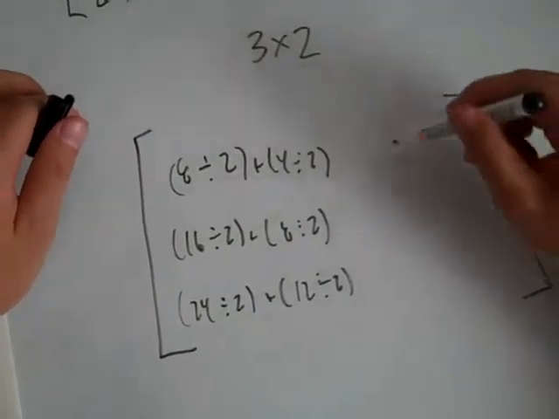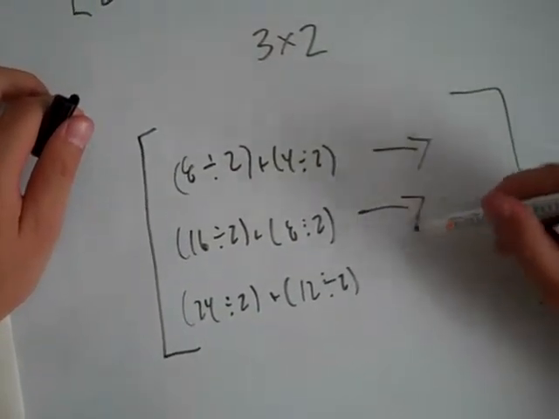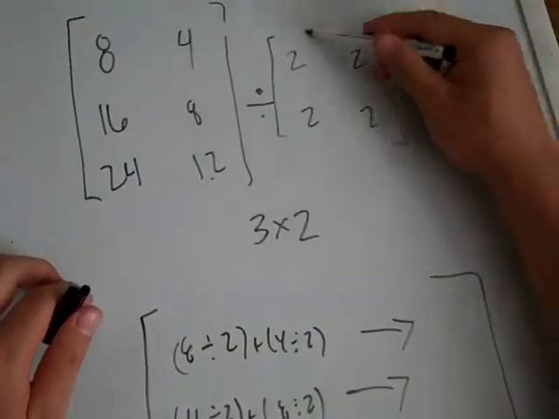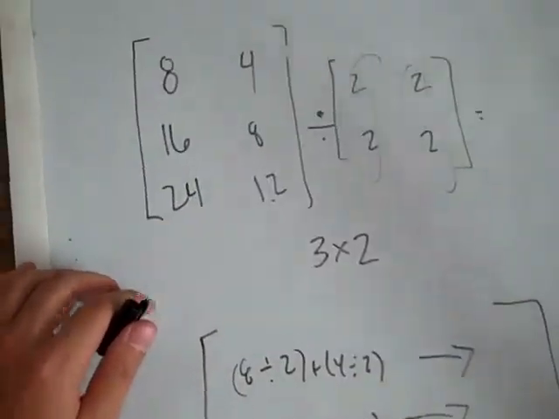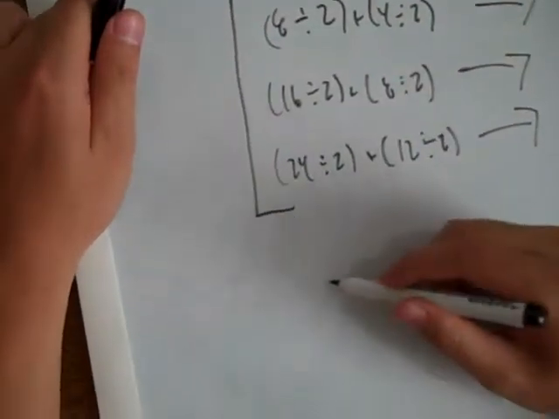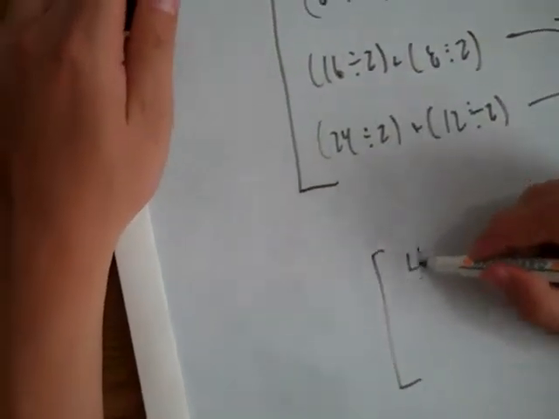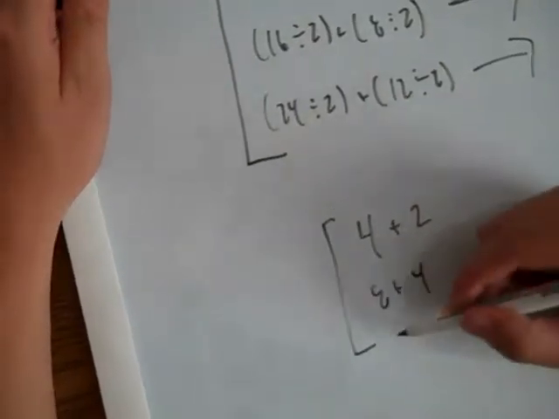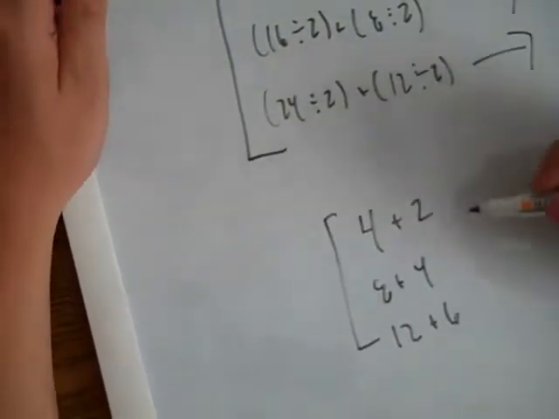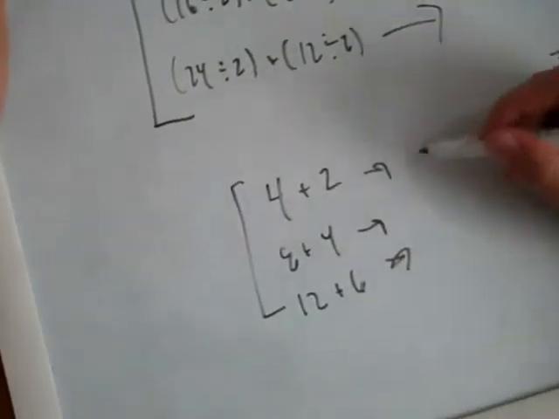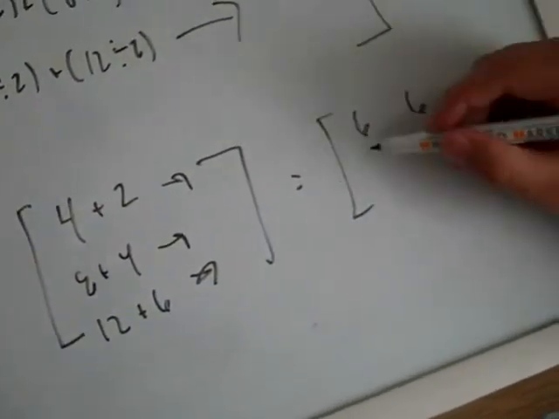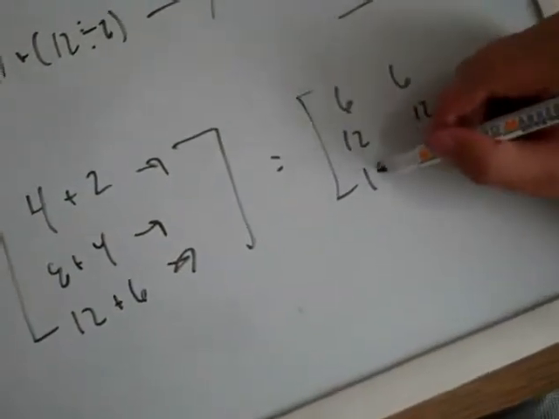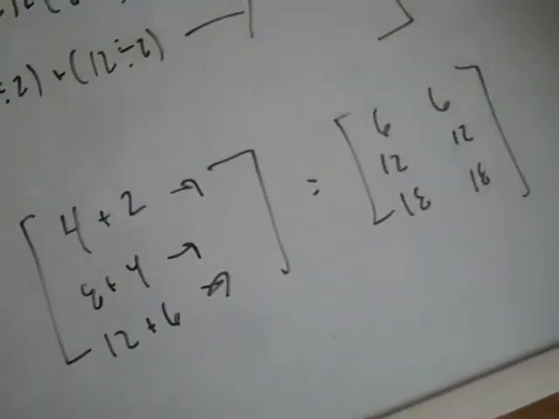Oh, it's exactly the same. Since this column is the same as this column, you're going to just get the same for both. So in the end, you should get 4 plus 2, 8 plus 4, and 12 plus 6. And the answer in the end is 6, 6, 12, 12, 18, 18.